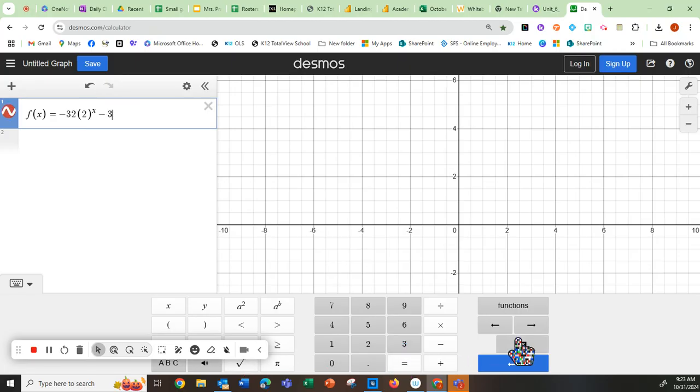And I'm just making a bunch of flub ups. We want to stay up here. Wonder if we have to put a parentheses. X minus 3 parentheses, arrow over. So negative 32 to the 2 to the x minus 3 plus 3.